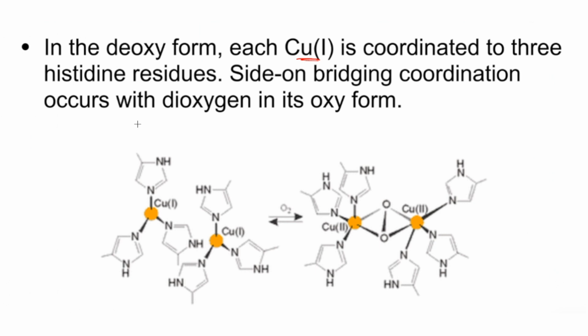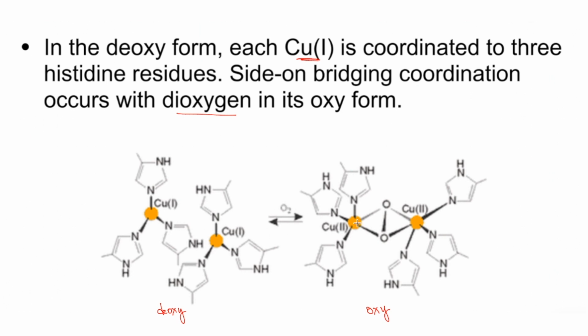Side-on bridging coordination occurs with the dioxygen in the oxy form. So this is the deoxy form and this is the oxy form. You can clearly see that the copper +1 is attached to 3 histidine units here. Here also, this copper is attached to 3 histidine units.